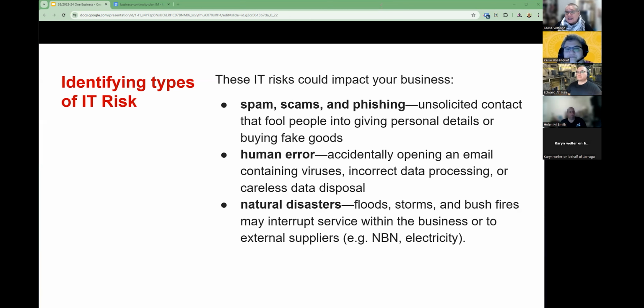Human error. So accidentally opening an email containing viruses. Natural disasters, floods, storms, and bushfires that may interrupt your service within the business or to external suppliers.